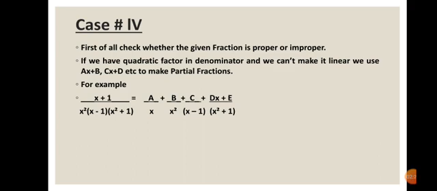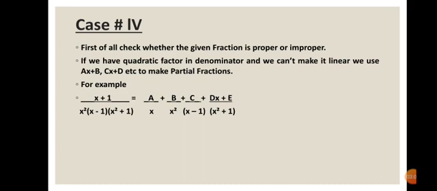So the first factor x square can make partial fractions as A over x plus B over x square, and the third factor x minus 1 is also linear, so it will be made as C over x minus 1, plus Dx plus E over x square plus 1. In this example, there is only one quadratic factor, and that is x square plus 1. The first x square is not considered a quadratic factor as it can be factorized.